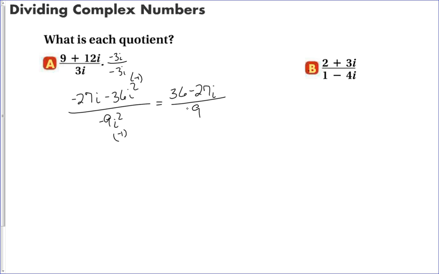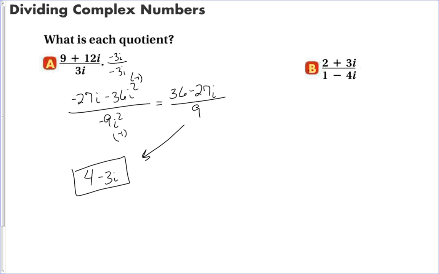All right, so your final answer, actually it's not a final answer yet because we can still divide, but we're going to have 36 minus 27i over 9. Now, everything here is divisible by 9, right? 36 divided by 9 is 4. 27 divided by 9 is 3. And of course, that was a negative. So your final answer for this one is 4 minus 3i because it will reduce. So that is our final answer. Keep in mind, watch out for that. Because if you left me this on a test, I'd take off a point or so because you didn't reduce it down.